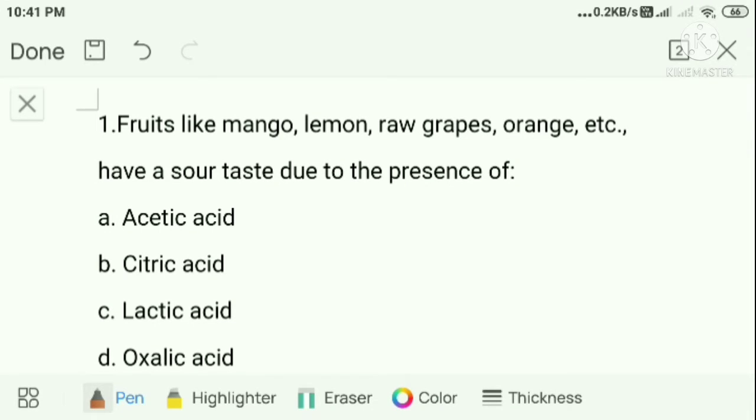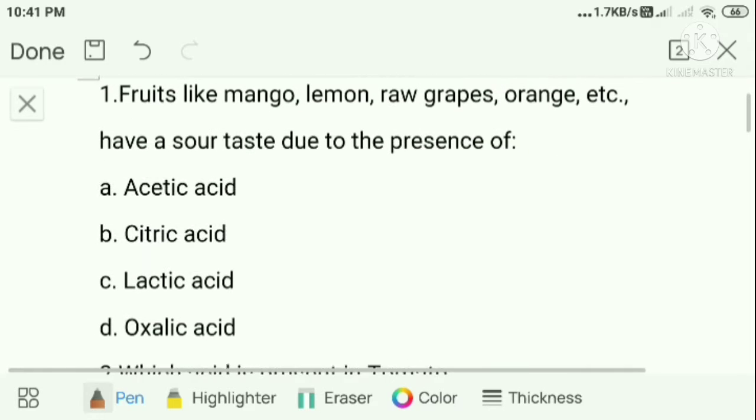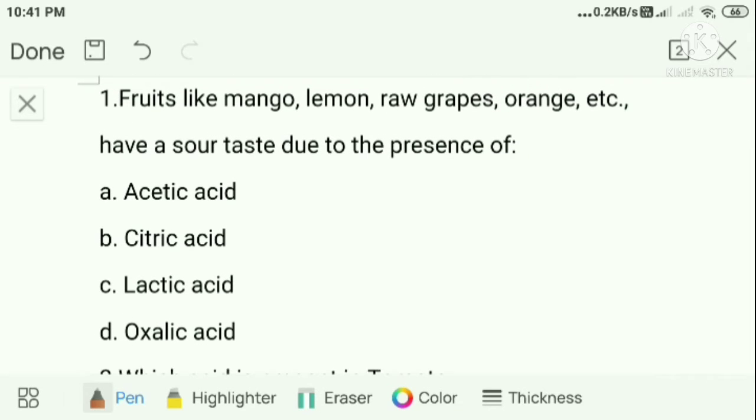Students, today we are going to learn some important bits. Number one: fruits like mango, lemon, grapes, oranges, etc. have a sour taste due to the presence of what? Here the options are given as A, acetic acid; B, citric acid; C, lactic acid; D, oxalic acid. Here the answer is citric acid.